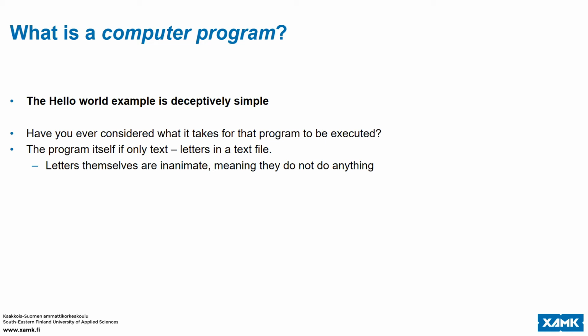Anyway, that's how to break down a programming language. So, how to break down a computer program. The example that we looked at previously, a hello world program, is deceptively simple. If you think about what it takes for this hello world program to actually be executed, what does it take for this program to do something on the CPU? Or what does it take for the CPU to understand what this program code wants to do?